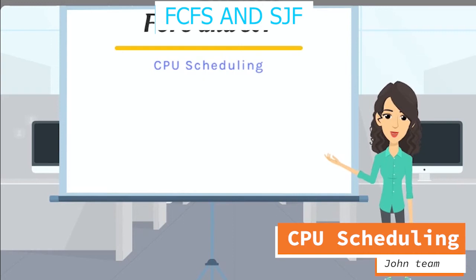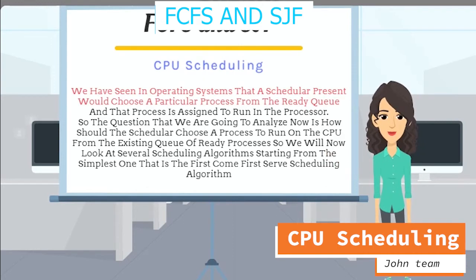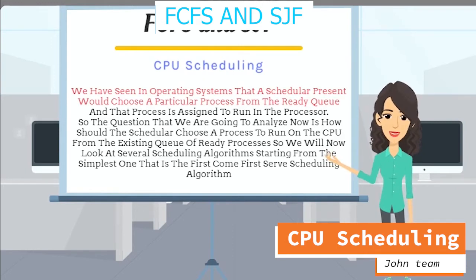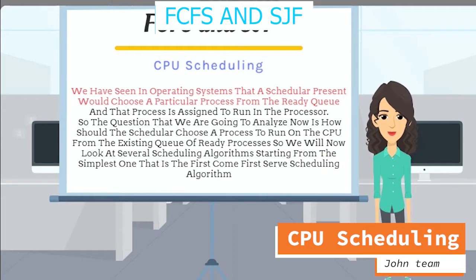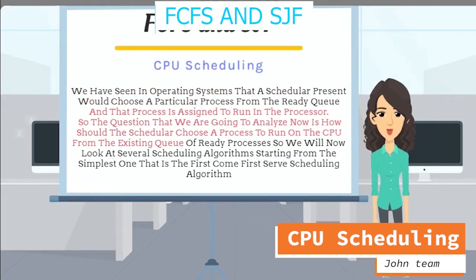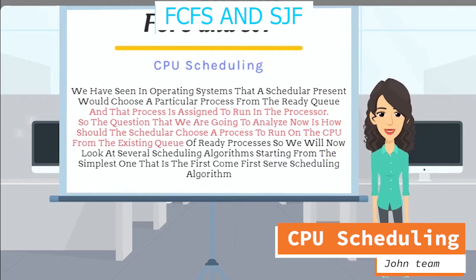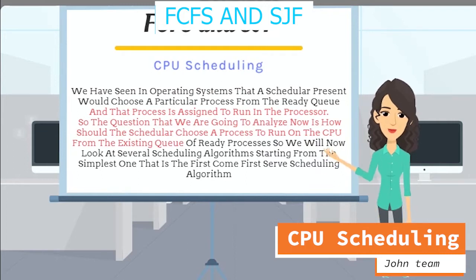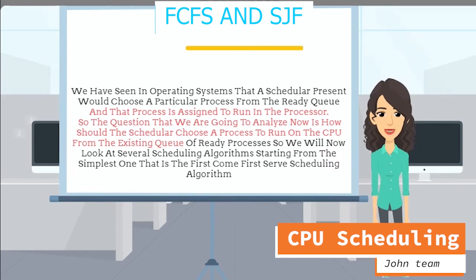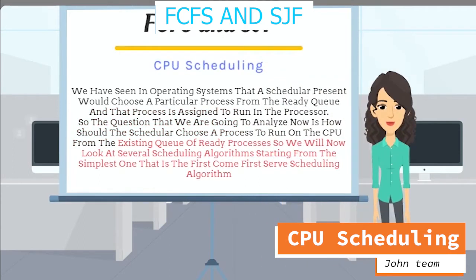In this video, we will talk about CPU scheduling algorithms. We have seen in operating systems that a scheduler would choose a particular process from the ready queue, and that process is assigned to run in the processor. So the question that we are going to analyze now is how should the scheduler choose a process to run on the CPU from the existing queue of ready processes.